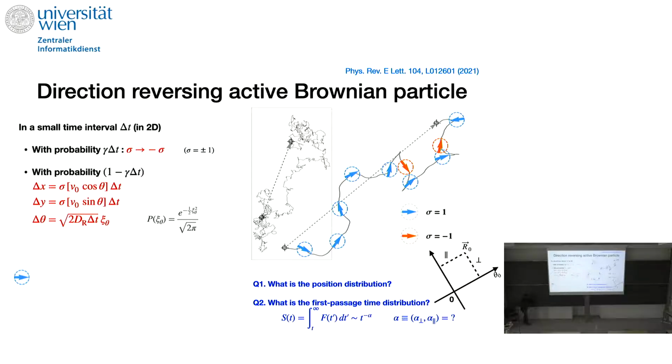For example, suppose sigma equals plus 1 in this phase, then sigma equals minus 1, and theta is still changing. Now here it becomes sigma equals plus 1, and sigma equals plus 1 throughout this, and then sigma equals minus 1. Sigma is the telegraphic noise, basically.